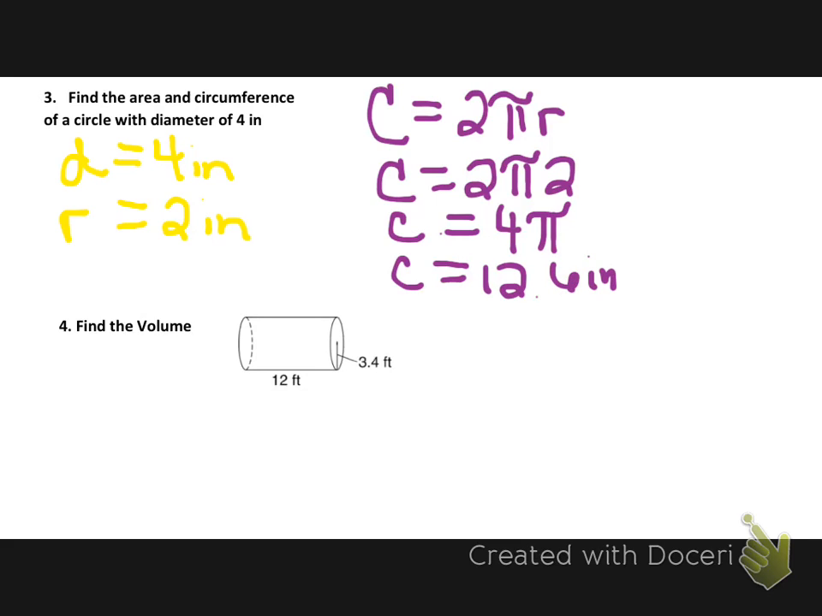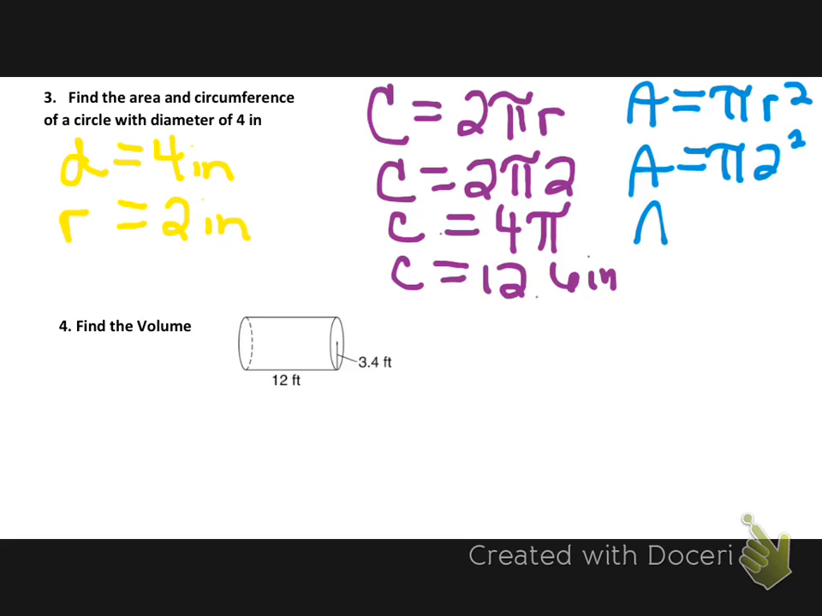And if you multiply that out, you'll get 12.6 inches. Now finding the area, remember area is pi r squared. So area equals pi times 2 squared. 2 squared is 4, so again we have 4 pi. That's okay, you can have it be the same. So the area is also going to be 12.6, but the inches are going to be squared because it's area.